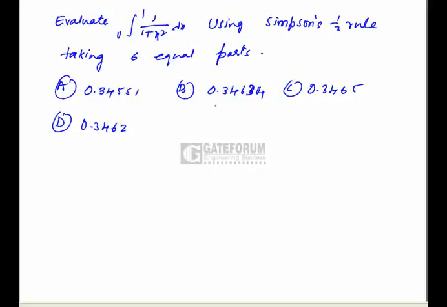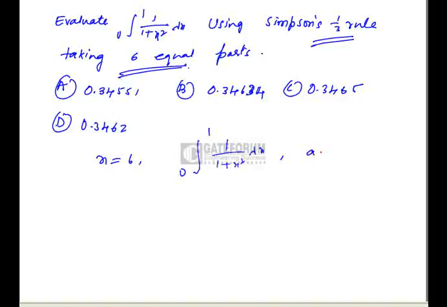In this problem, we have to evaluate the integral from 0 to 1 of 1 by 1 plus x square dx by using Simpson's one-third rule, dividing into 6 equal parts. Now here, n is given as 6 and the integral is 0 to 1, 1 by 1 plus x square dx, whereas a is 0 and b is 1. Let us calculate h. h is nothing but (b minus a) by n, which is 1 by 6.